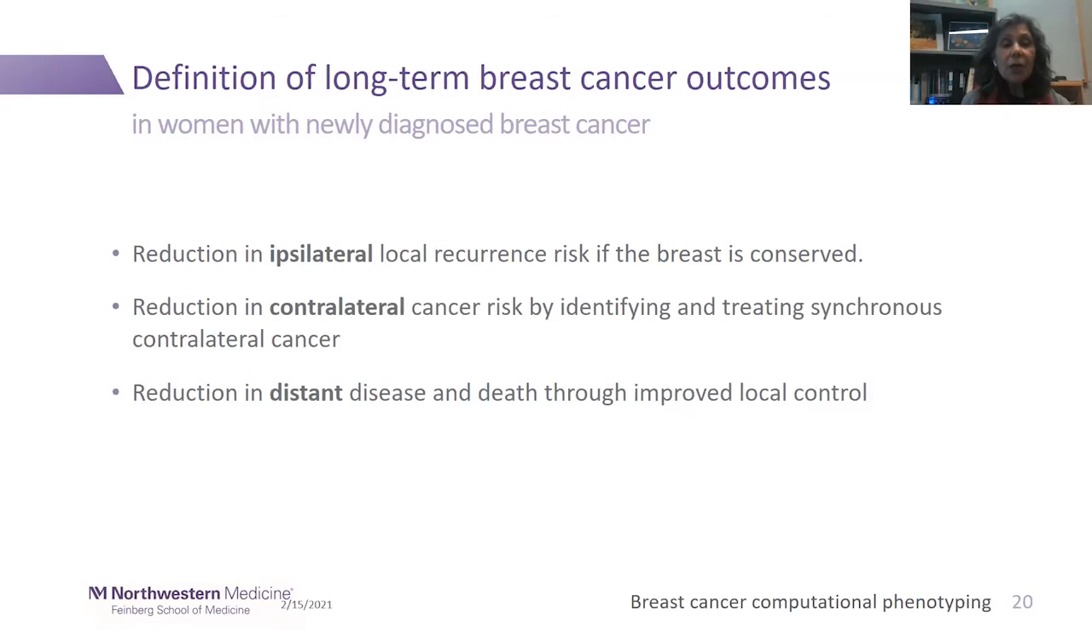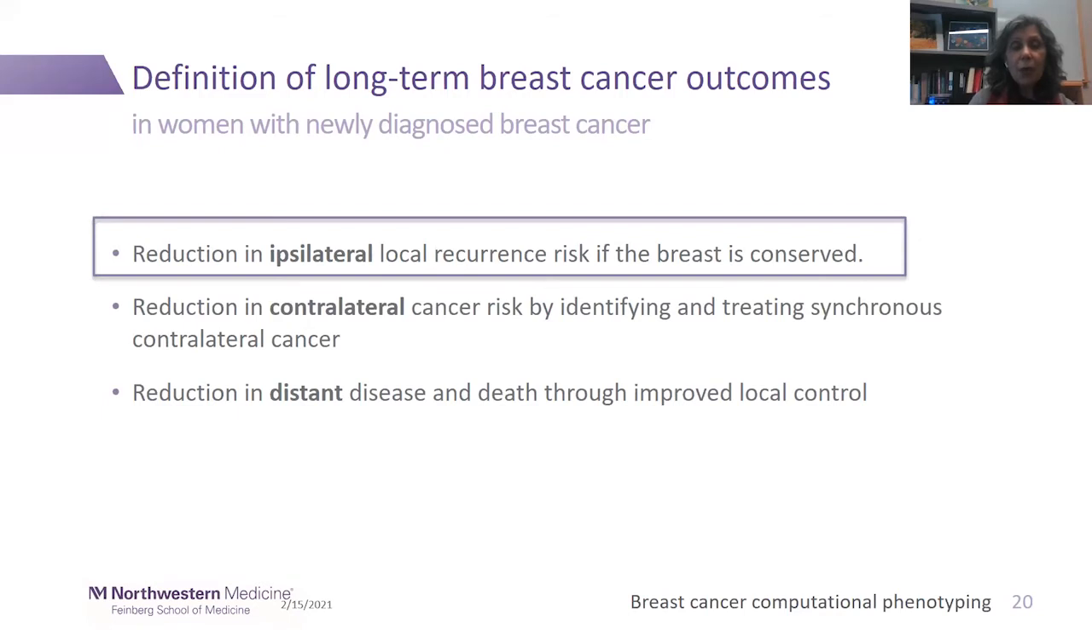But the long-term outcomes have been discussed much less often because it is hard to get reliable data on long-term outcomes. And the 3 long-term outcomes that we tried to address, and I'll only show you the ipsilateral local recurrence data, although we did look at distant disease as well in the work that I'm going to talk about, are these 3 groups of important breast cancer outcomes: ipsilateral recurrence, contralateral new disease, distant recurrence, and of course, death. And the hope is that this reduction in the risk of recurrence will also lead to improved survival. Next slide, please.